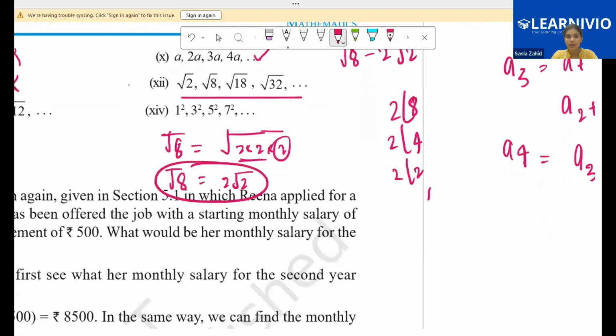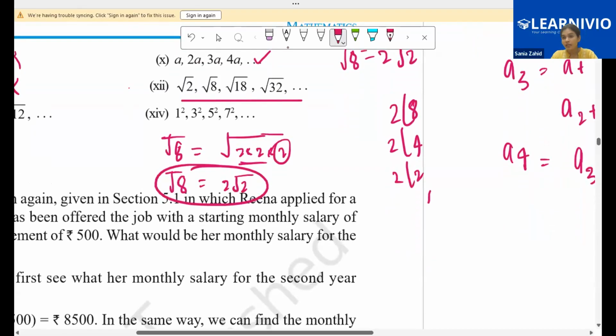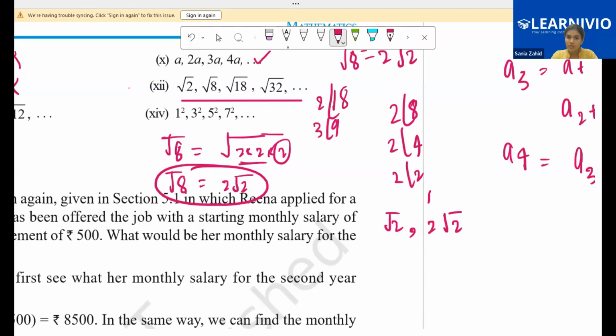Then root 18, how can we break it down? So first of all, you write root 2. Second term is 2 root 2. And this is actually 3 root 2. Let's check. We have 18. Prime factorize it. 2 9 times, 3 3 times, 3 1 time. So now 3 will come out of the root and root 2 remains. So the third one is 3 root 2. The next one is root 32, so it's 4 root 2. And so on. Right?